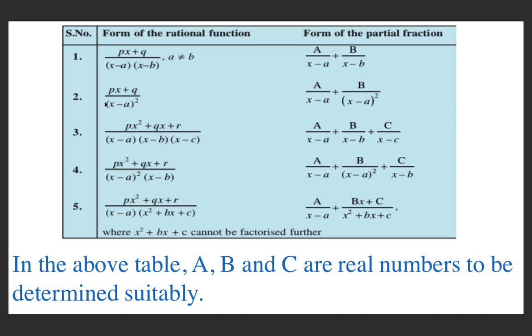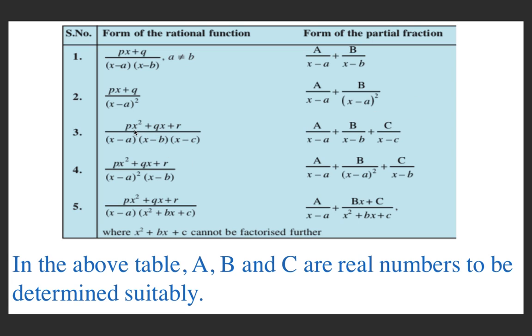If in the denominator we have (x - a) whole square, and in the numerator we have px + q, here x - a is repeating twice. Then in this case we will write it as A upon x - a plus B upon (x - a) whole square. If we have a cube here, then we will add one more term, C upon (x - a) whole cube, and so on.